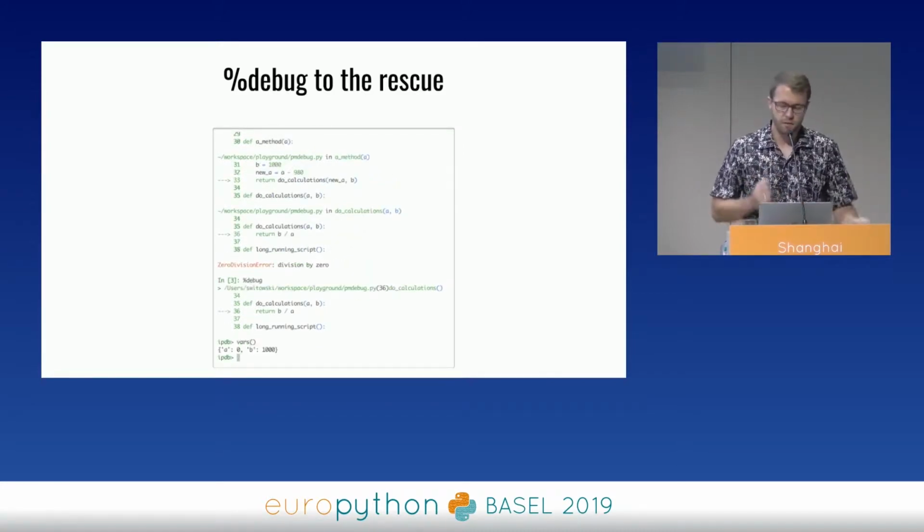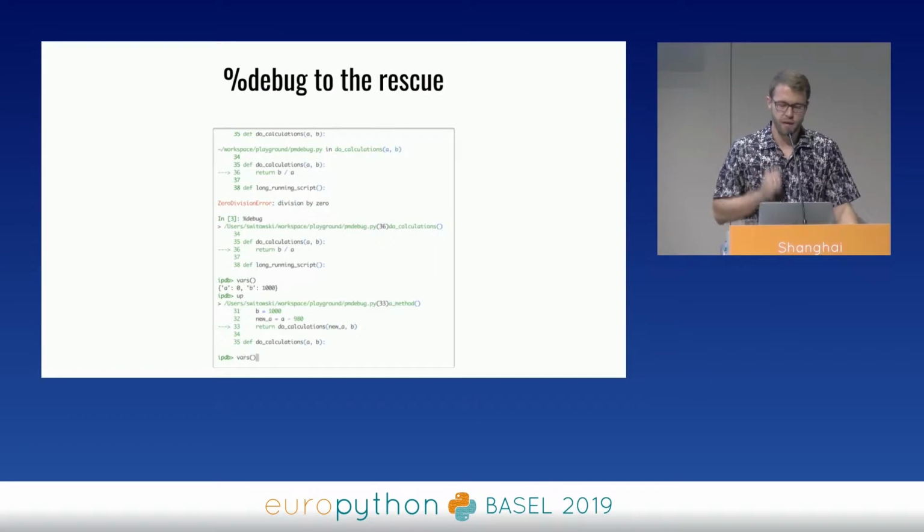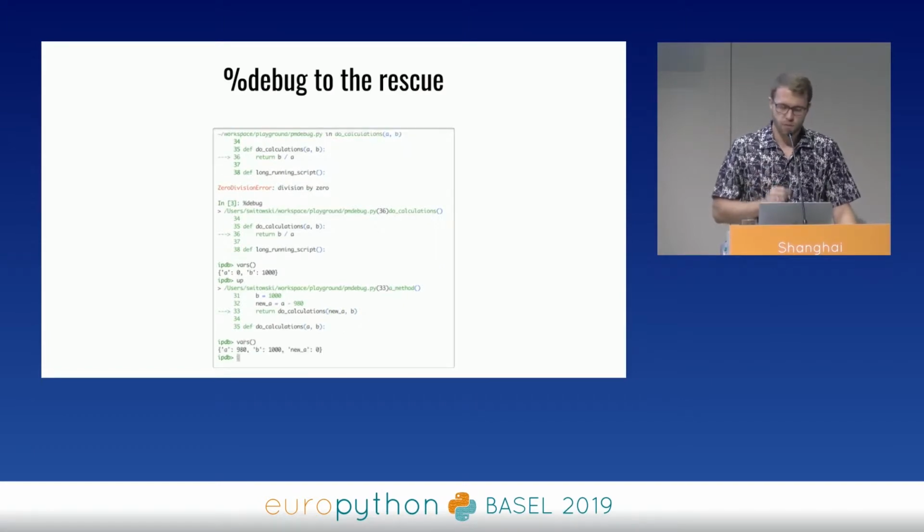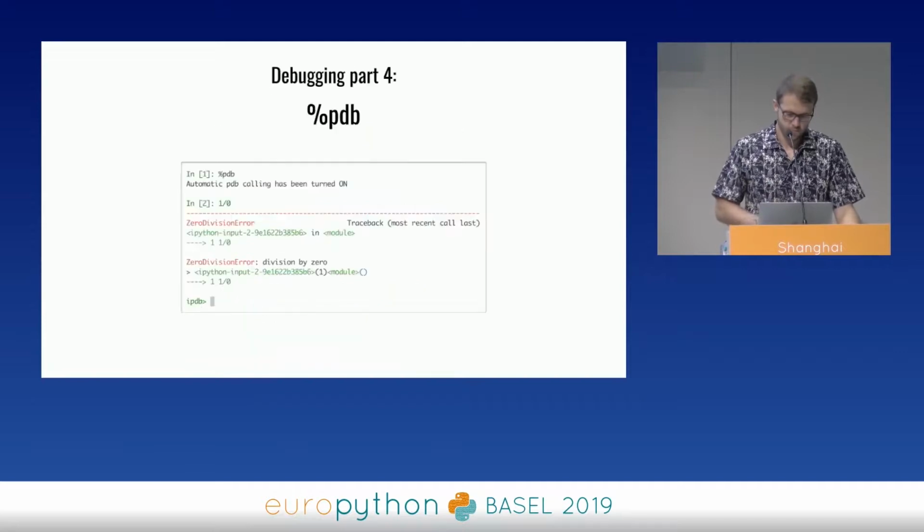So you can run the debug magic command after the exception happened, and it will start the debugger for the last exception. You can inspect variables, move up and down the stack trace, the same stuff as you can do with the standard debugger. Finally, if you want to automatically start the debugger when the exception happens, there is a magic function called PDB that you can use to enable this behavior.